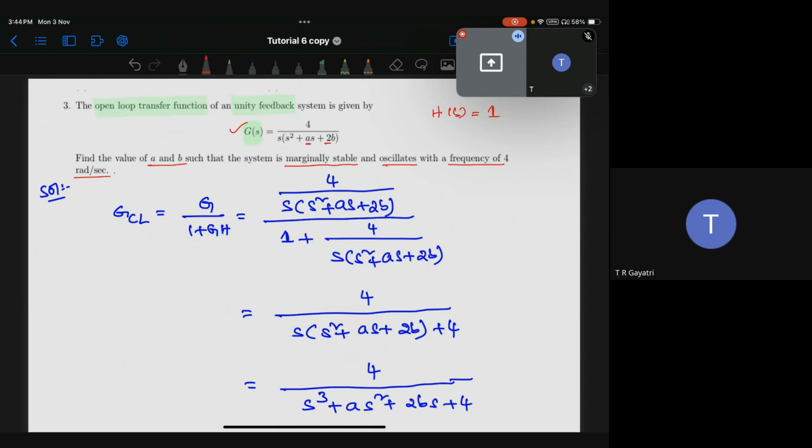The system becomes marginally stable when you have roots on the j omega axis, when you get the auxiliary equation, which happens when a particular row is all zeros, correct? So you have to go about it in the reverse way. Is this idea clear?